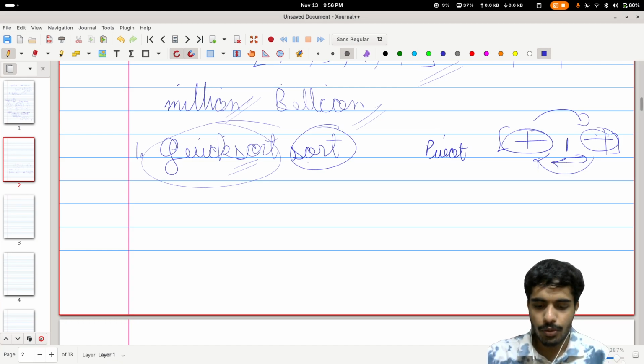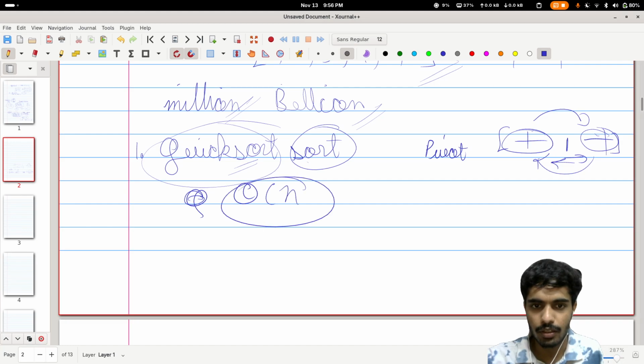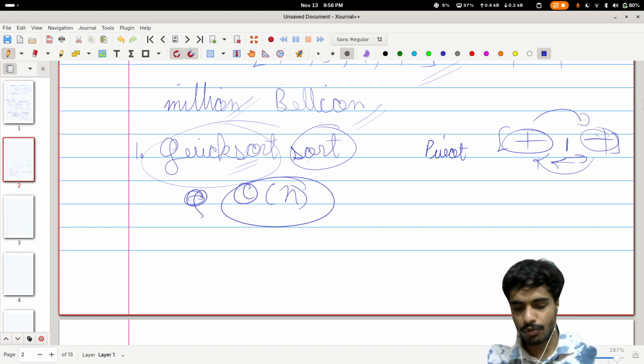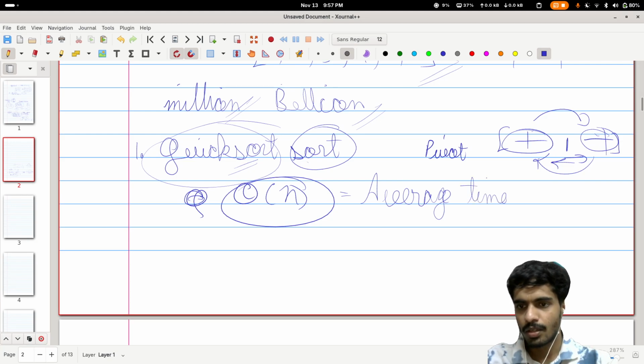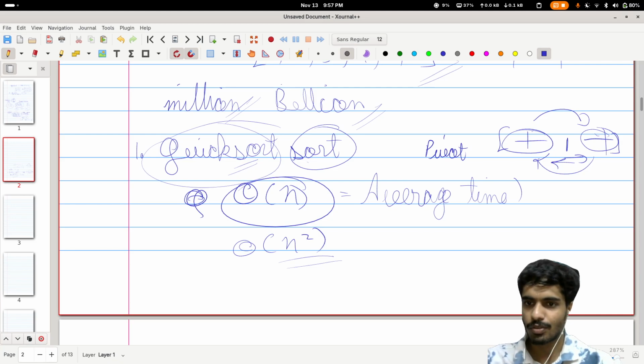Then after quick sort, we have the median of medians method, right? The average time for quick sort is O(n log n). It's an average time, right? It's not the best time. Sometimes it can go into a very bad condition and reach up to O(n squared), which is similar to linear sort. So it is not a good sorting technique if you choose the pivot very badly, right?